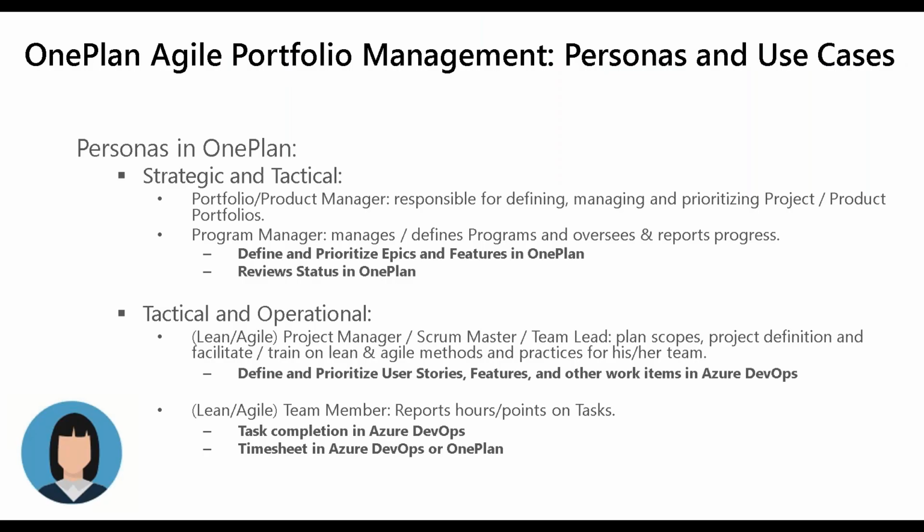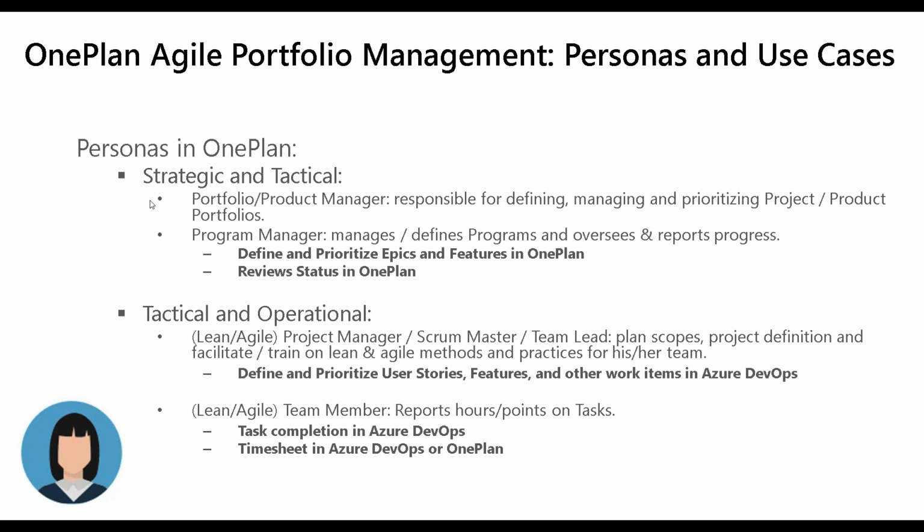The second important point is, who are the personas and use cases that we are going to be working with in OnePlan. So we recognize that the Agile planning tools is where teams are working at an enterprise level. So whether it's Azure DevOps or Jira, again, that's where all the work is going to actually be completed for Agile portfolio management. So OnePlan provides you the prioritization of epics and features within the tool. Also, reviews of status of any element within your planning hierarchy.